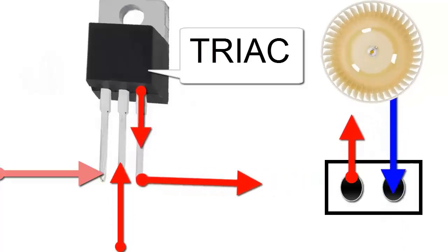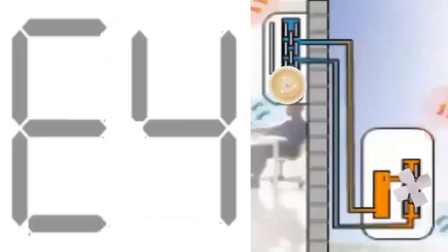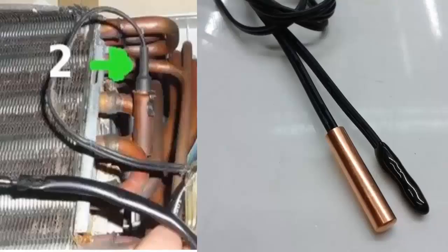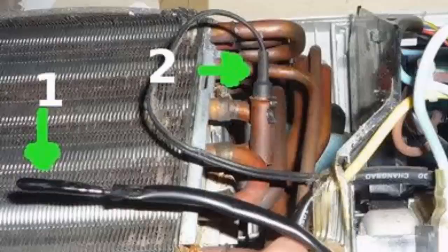Error codes E4, E5, and E6. These codes mostly indicate failures in the indoor unit's temperature sensors: pipe, well, or coil sensor, and ambient temperature sensor. Solution: A. Test both temperature sensors.